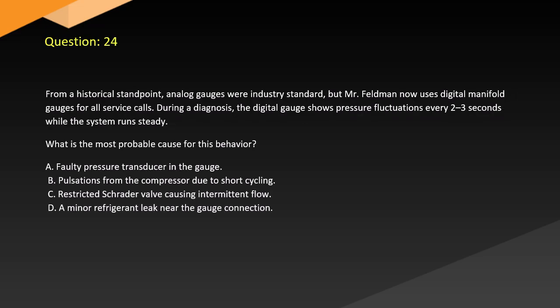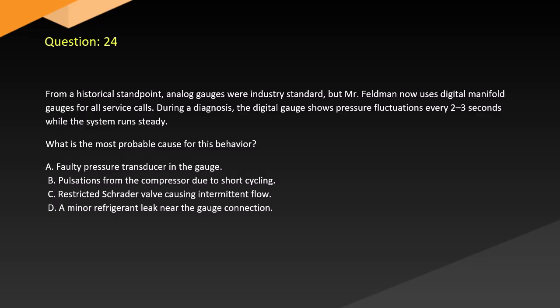Question 24. From a historical standpoint, analog gauges were industry standard, but Feldman now uses digital manifold gauges for all service calls. During a diagnosis, the digital gauge shows pressure fluctuations every 2-3 seconds while the system runs steady. What is the most probable cause for this behavior?